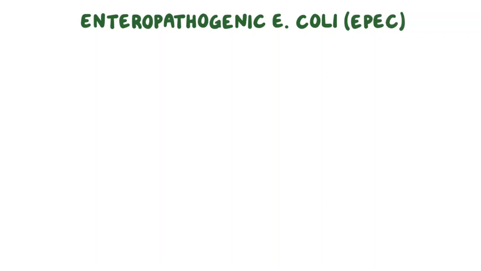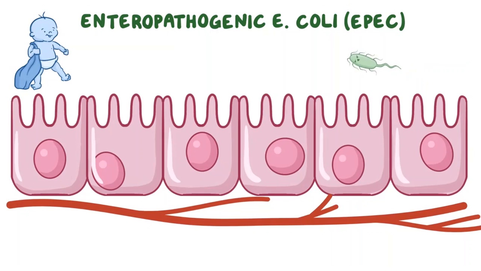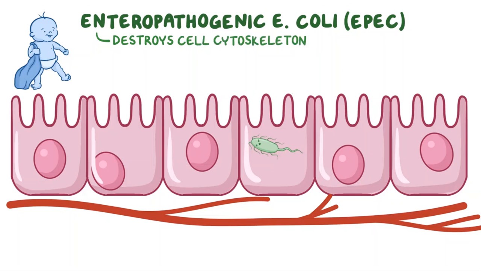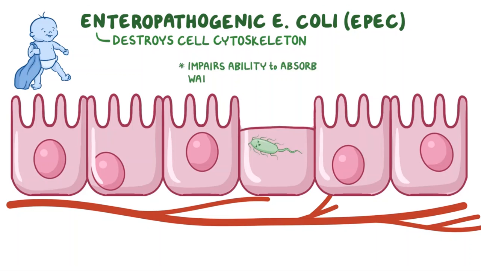Next up, there's enteropathogenic E. coli, or EPEC. And for unknown reasons, this one almost exclusively causes disease in children under 2 years of age. EPEC also attaches to the intestinal epithelium and invades the intestinal epithelial cells. Then, through an unknown mechanism, it destroys the cell cytoskeleton, which is the intracellular framework responsible for maintaining the shape of the cell. This makes the intestinal epithelial cells flatten, which impairs their ability to absorb water and nutrients, resulting in watery diarrhea.